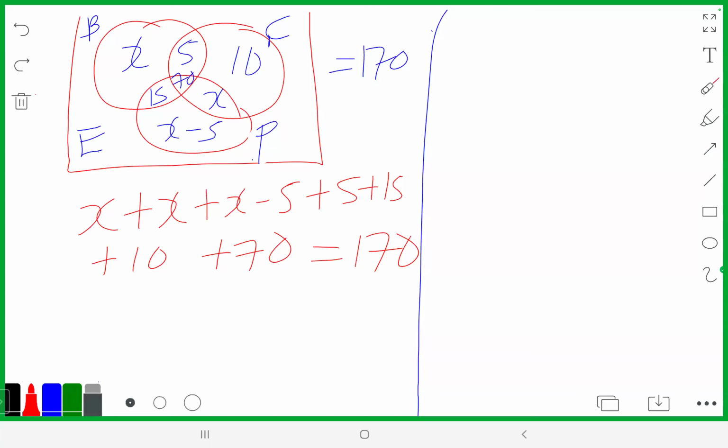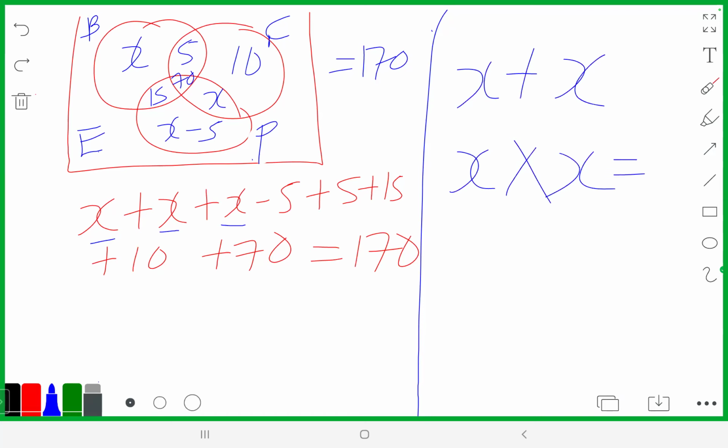What is x plus x? Sorry, x plus x. x squared? All right, okay, I get the point. What is x times x? Is x plus x, x times x? What is x times x?